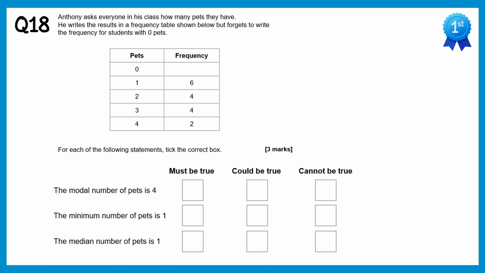In this question we need to tick the correct box for each of the statements. Let's start with the first statement. The modal number of pets is 4. To find the modal number of pets, you're looking for the number of pets that has the highest frequency.